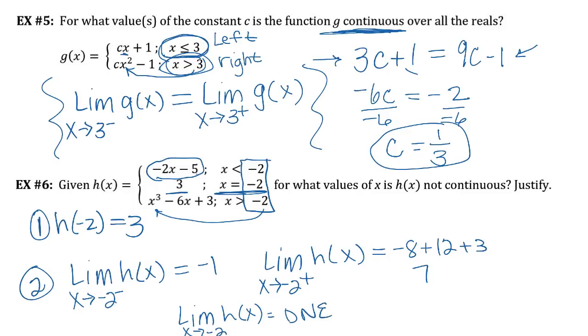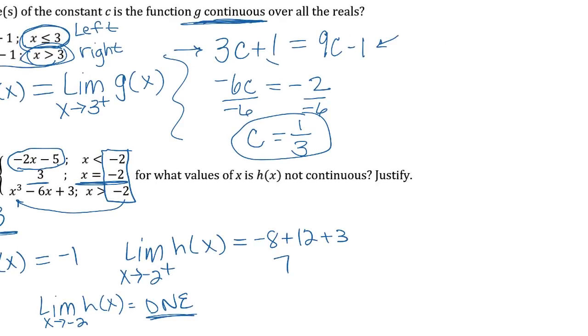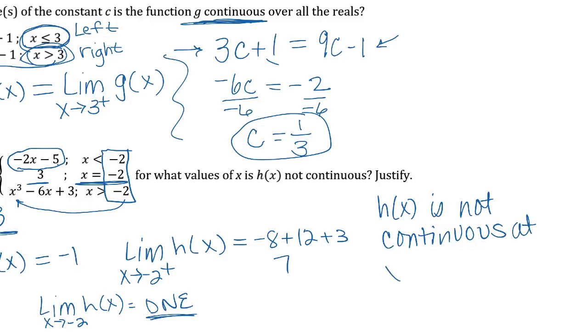Okay, so it looks like here we have found where we're not going to be continuous. We are not continuous at -2. And we just showed that because here the limit didn't exist, but we had a for sure value for it. So let's write a better conclusion. So we're going to say that h of x is not continuous at x equals -2. All right.